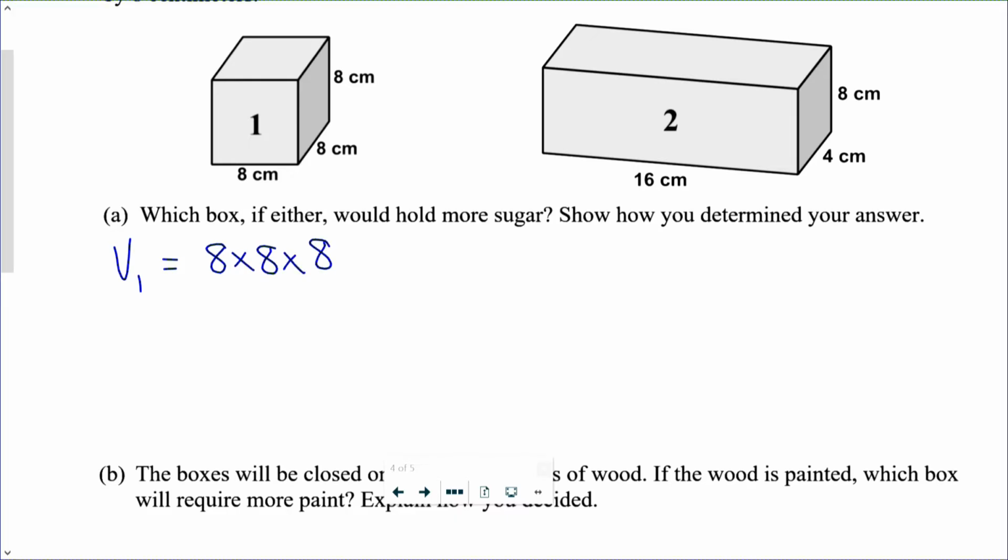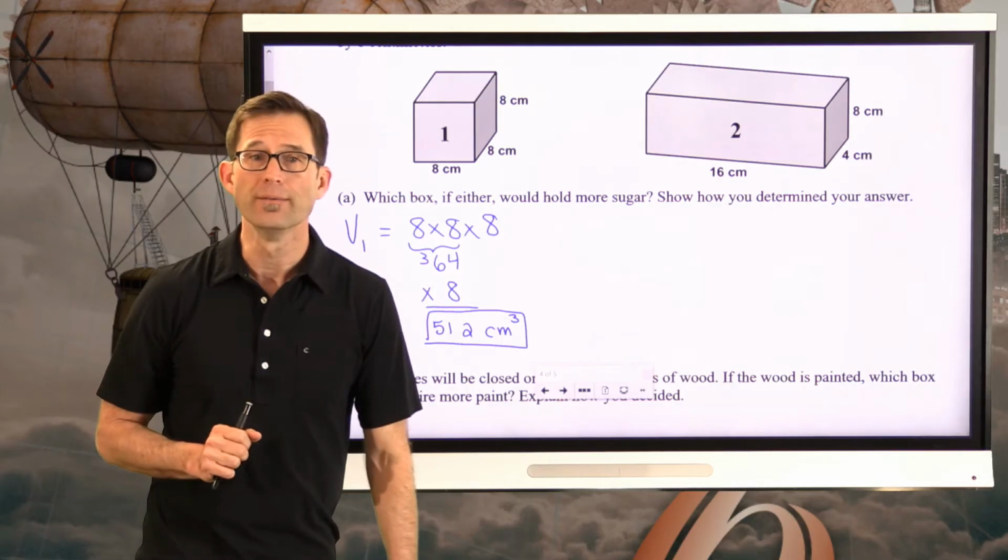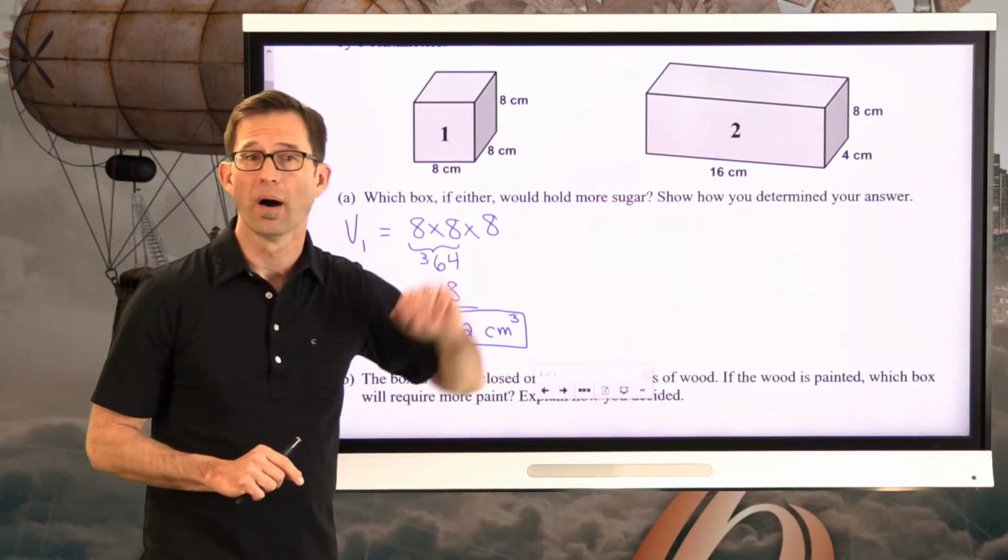All right, so obviously 8 times 8 is 64. Now I need to multiply by 8 again, so maybe I'll put the 8 down here to make it a little bit easier for myself. All right, and 8 times 4 is 32. 8 times 6 is 48, and then plus 3 is 51. So the volume of the first box is 512 cubic centimeters.